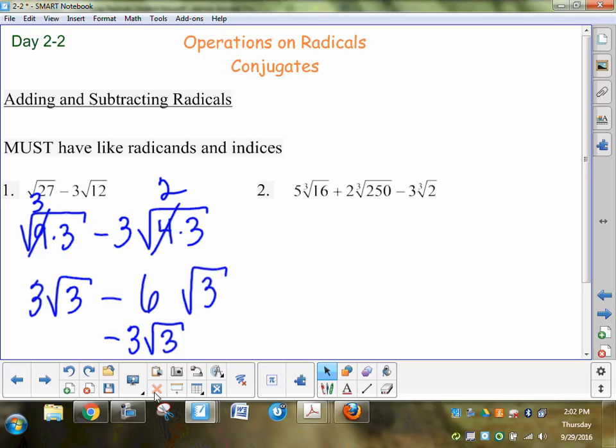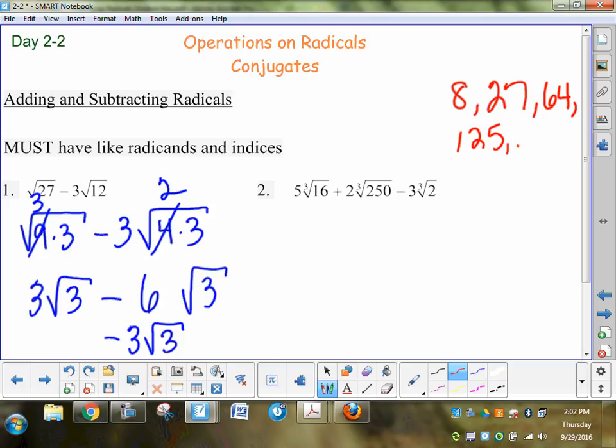Who can tell me the smallest perfect cube that we want to work with? Hands up, please. Nope. 8. Who can tell me the next biggest perfect cube? Hands up, please, when you can tell me. Who can tell me the next biggest perfect cube? That's 2, 3, 4, 5 would be 125, and it continues on.